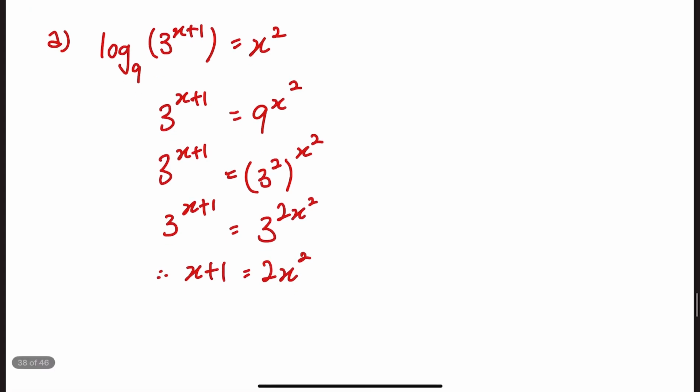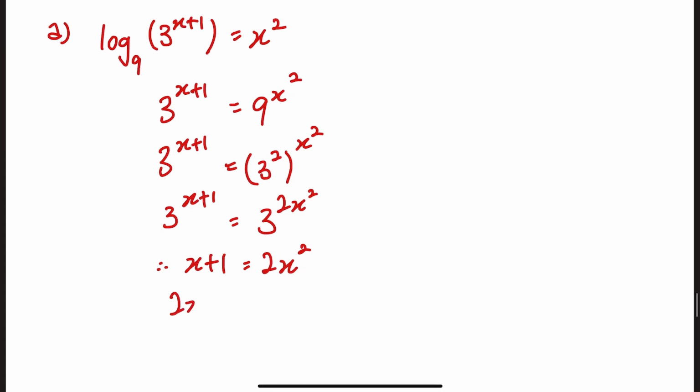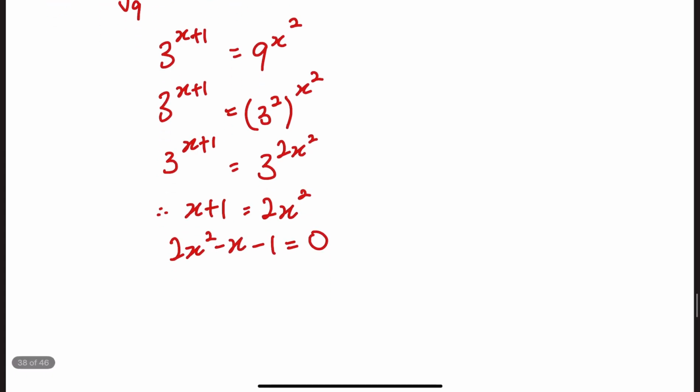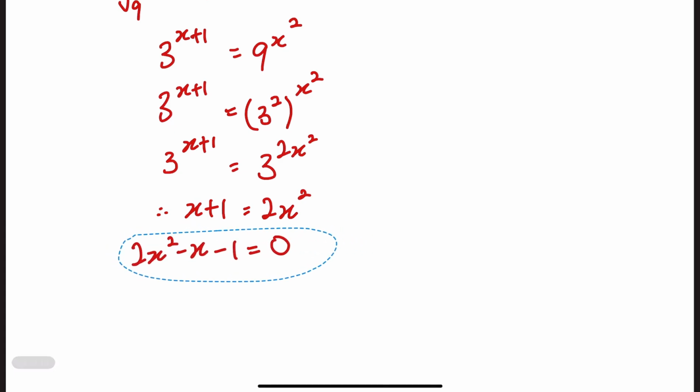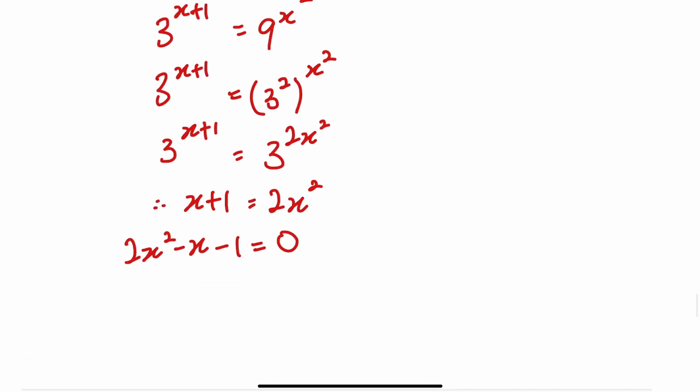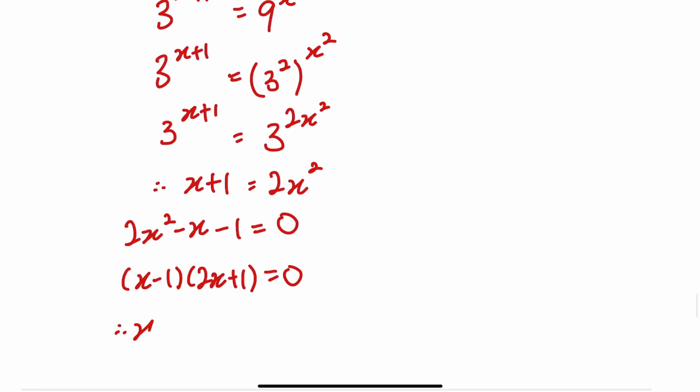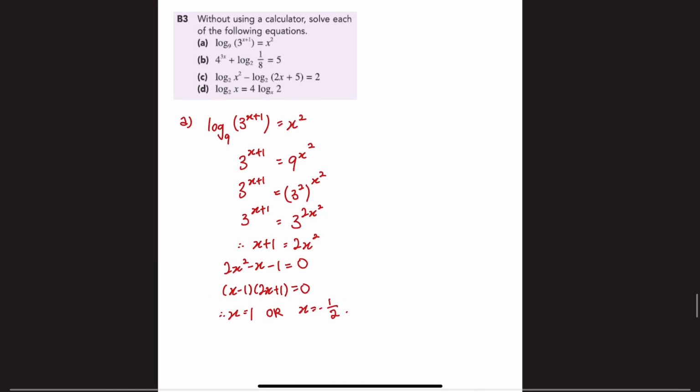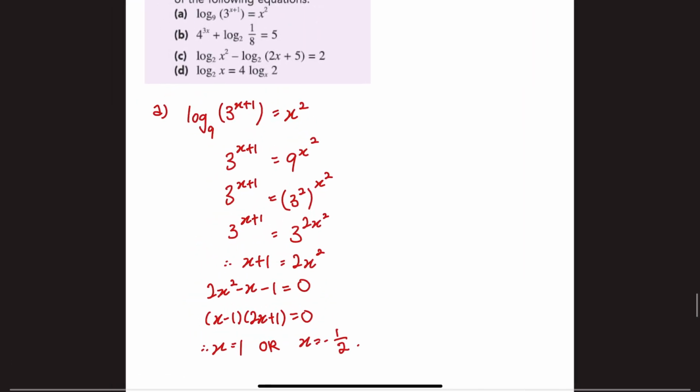Okay, simplify this into a quadratic equation: 2x squared minus x minus 1 is equal to 0. I can solve this quadratic equation by factorization. I will get x minus 1 times 2x plus 1 equals 0. Therefore, x is equal to 1 or x is equal to negative half. Okay, and this is the solution to part A without a calculator.